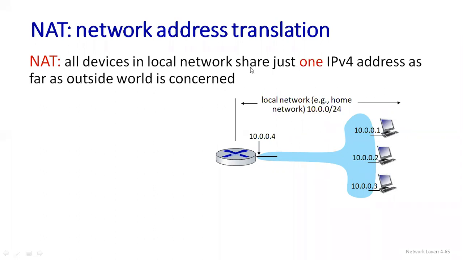All devices in the local network share just one IPv4 address as far as the outside world is concerned. So all the devices present inside your local area network will share only one IPv4 address by using this NAT. Okay, so they are going to use only one IPv4 address if they are going to connect with other networks. Here is one example.